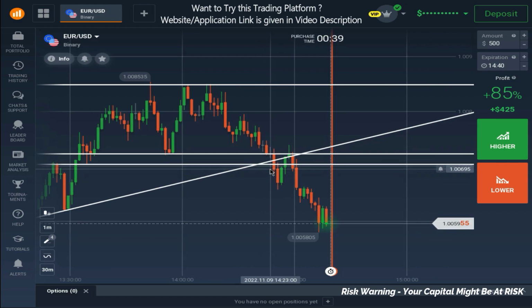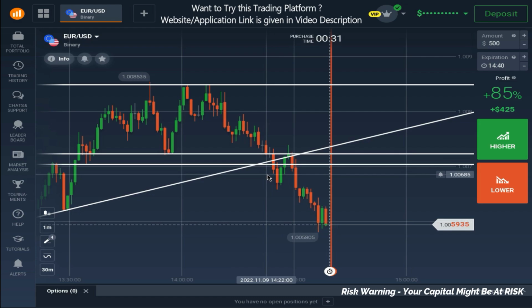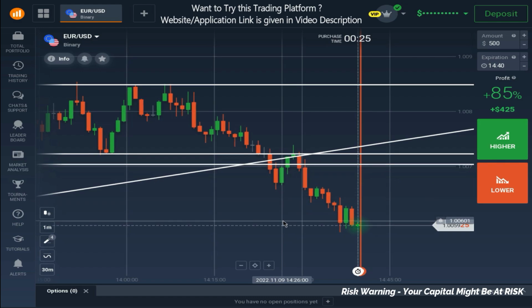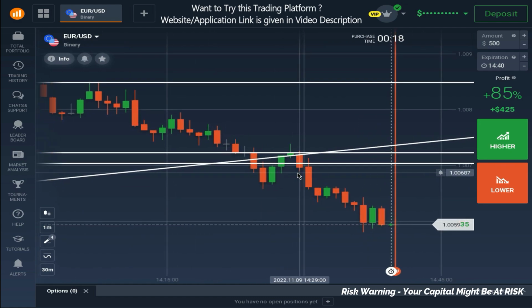So I took a 5-minute trade, but the analysis behind this trade actually failed completely, because I was expecting that market after breaking this level will fall very strongly, but it didn't happen. Market goes down strongly, but it retraces back again, and we won this trade at the very last second.